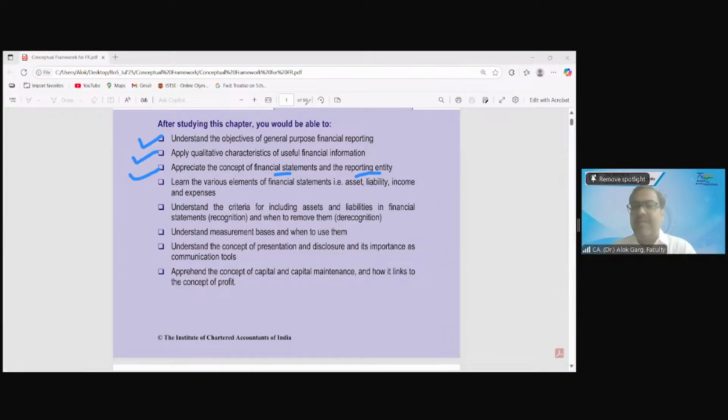Balance sheet. Balance sheet provides the statement of financial position.